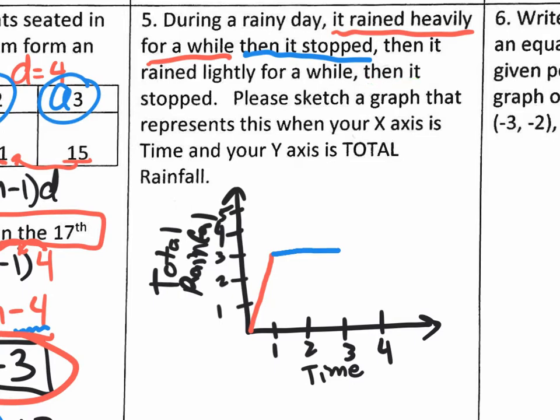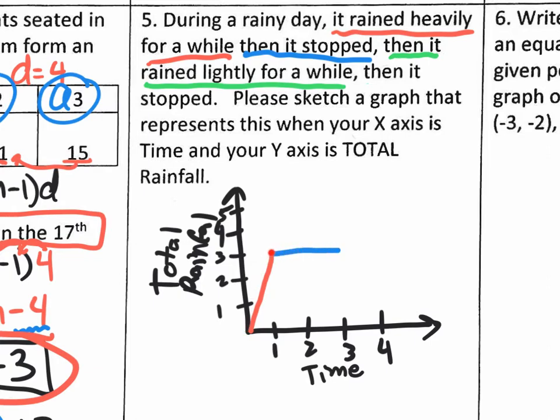It says, then it rained lightly. Then it rained lightly for a while. What is lightly rained? A little bit, right? Yeah, a little bit. So if it's a light flow, okay, this is that it stopped, right?